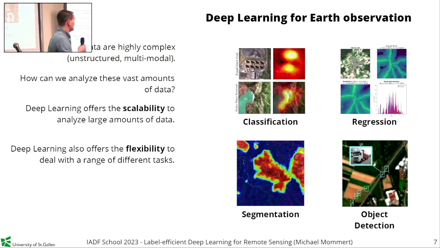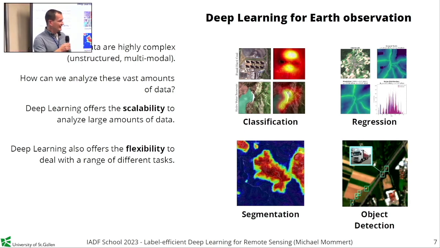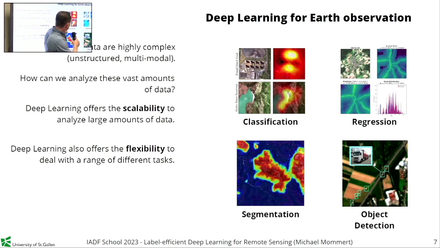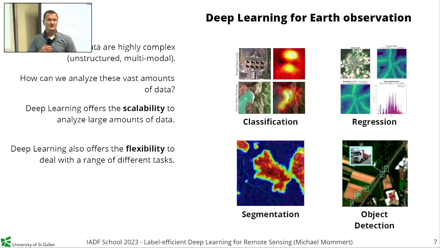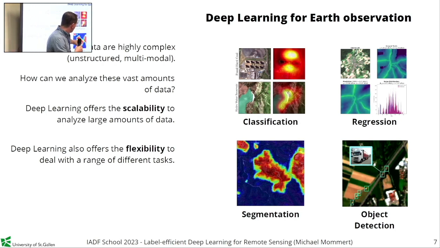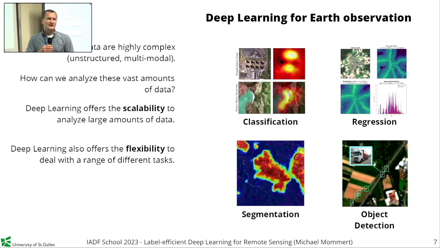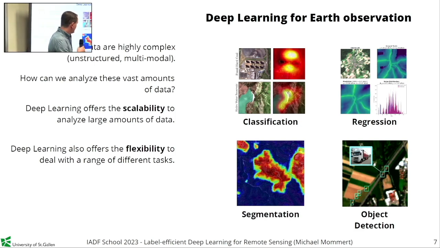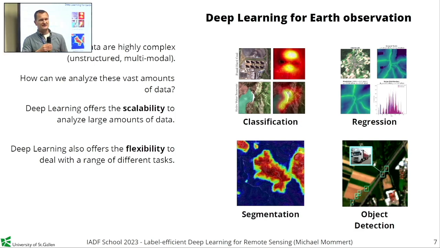So just some examples from our own research here. Here we do classification on different power plant types. So that's image level classification. Here we do regression on a pixel level for road traffic noise estimation. Here we use semantic segmentation to look for the outlines of open pit mining areas. And you can do object detection where you find little objects. In this case, they look like little rainbows, and they're actually moving trucks from Sentinel-2 data.